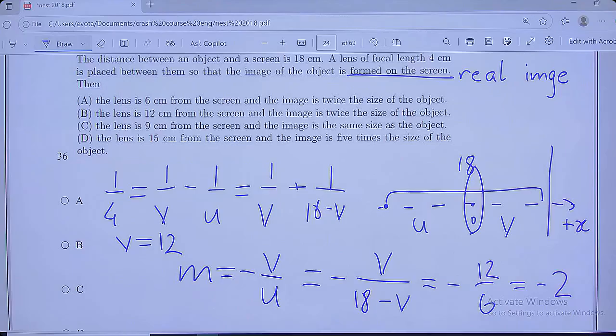All you have to do over here is use the lens formula and the information given to you that the distance between object and screen is 18 centimeter. Rest everything just by substituting values follows very, very quickly. Let's take a look at the next question.